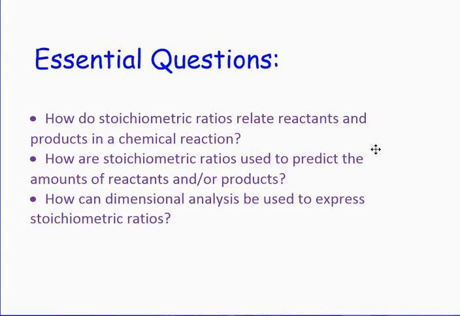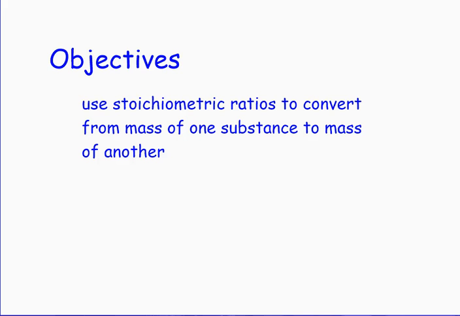The essential questions for this lesson are: how do stoichiometric ratios relate reactants and products in a chemical reaction? How are stoichiometric ratios used to predict the amounts of reactants and/or products? And how can dimensional analysis be used to express stoichiometric ratios? By the end of this lesson, you should be able to use stoichiometric ratios to convert from mass of one substance to mass of another, given the balanced chemical reaction.